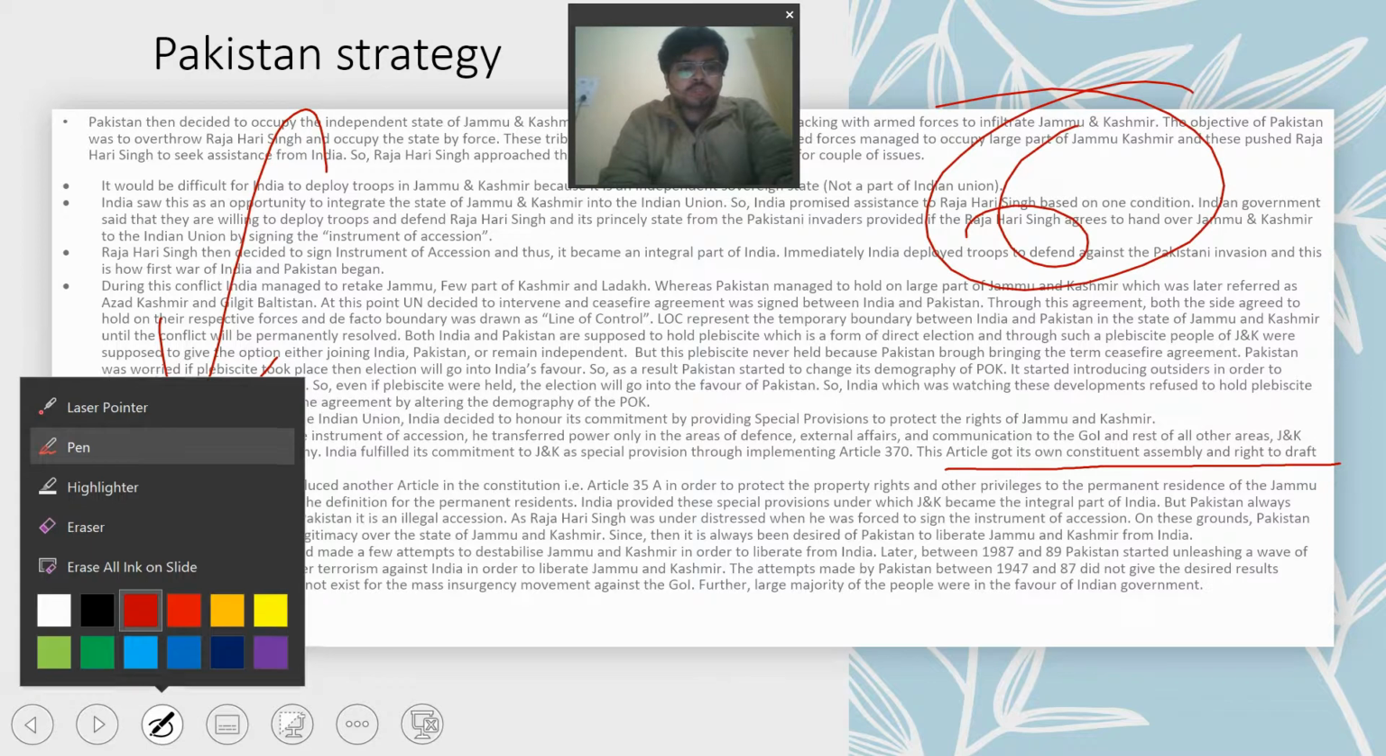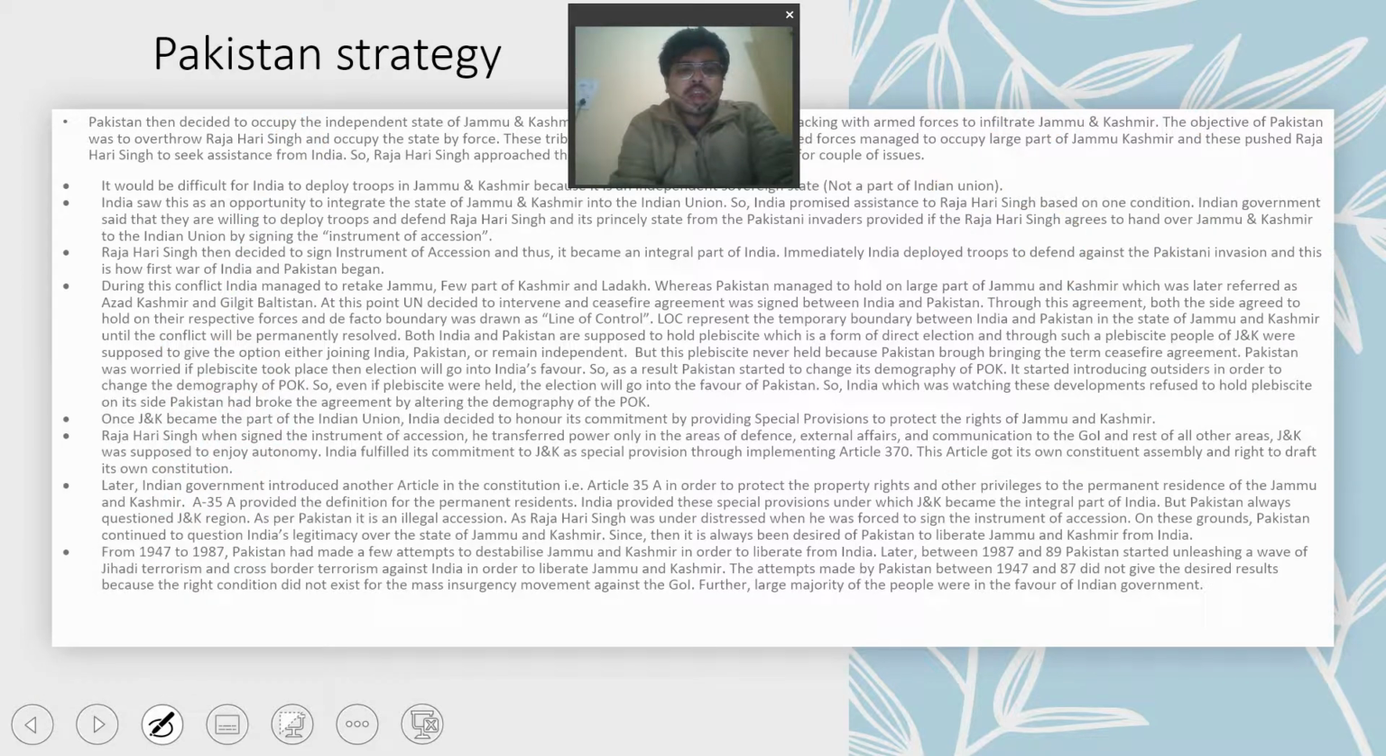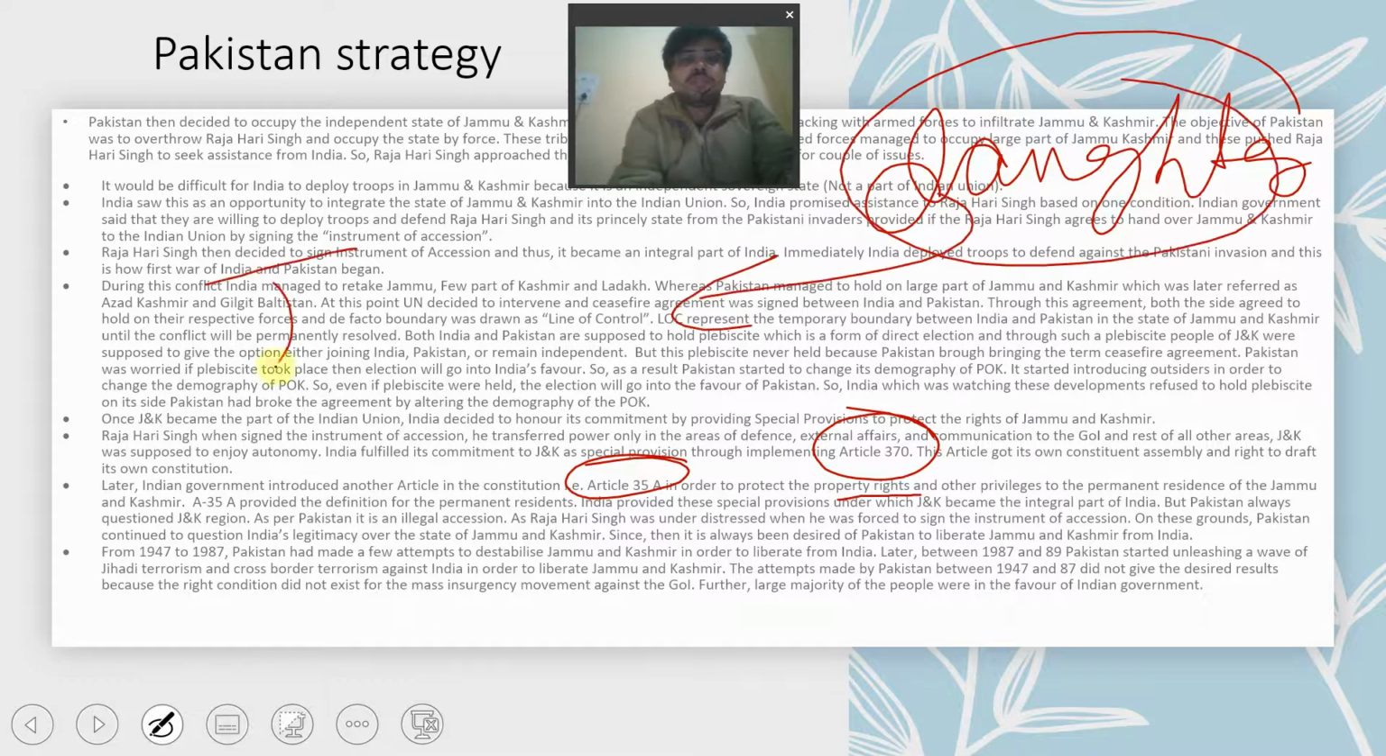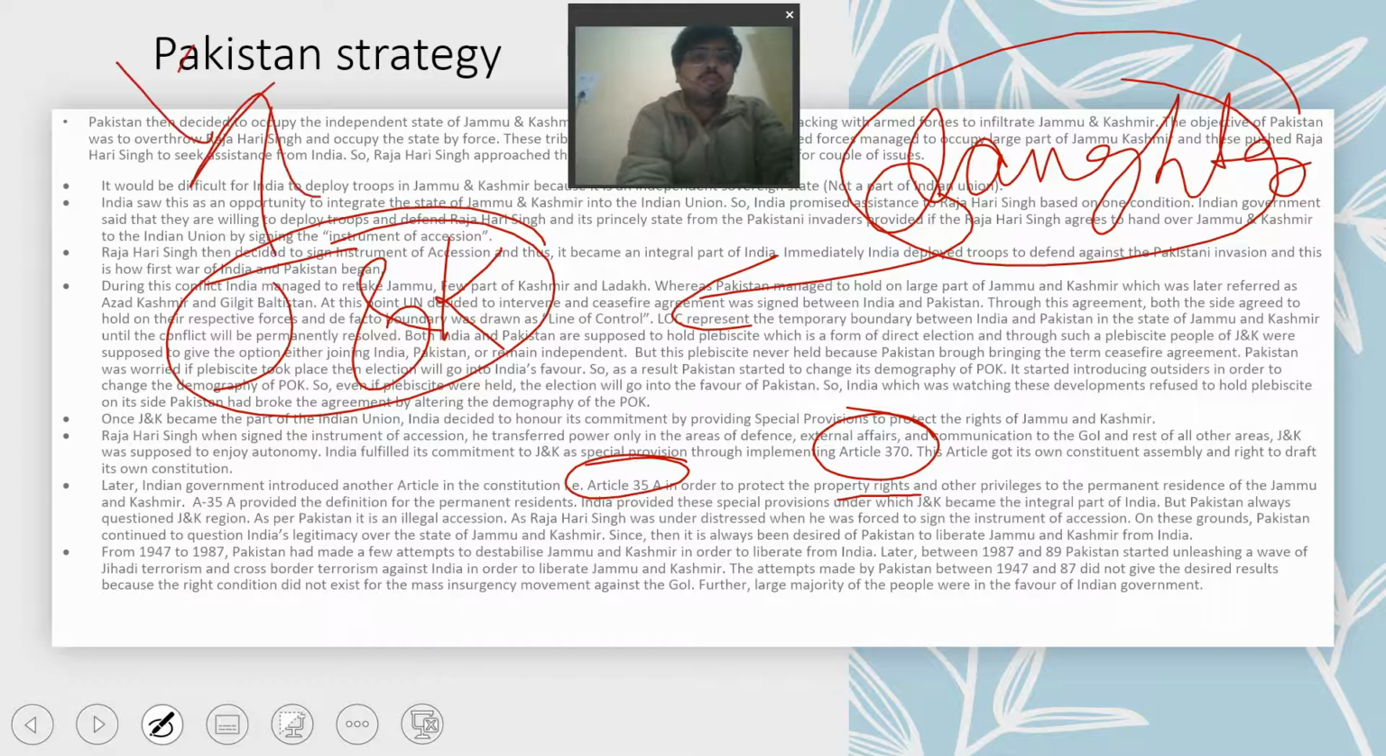So later the Indian government introduced another article in the constitution, that was Article 35A. Article 370 was introduced, and Article 35A in order to protect the property rights. So it was like no outsider can go into that region and buy property. Further, if a daughter is married outside Jammu and Kashmir, her right will not be on the land. So that was some condition given in Article 35A.